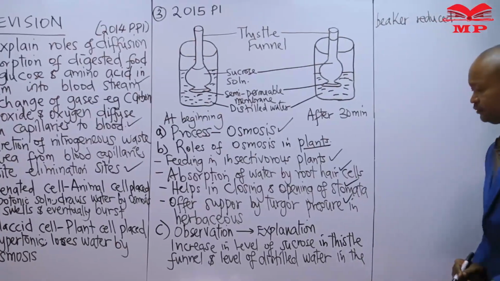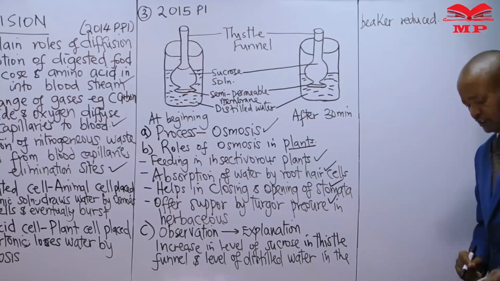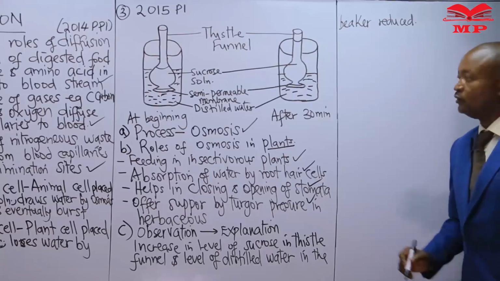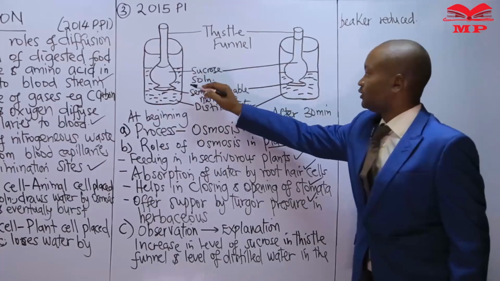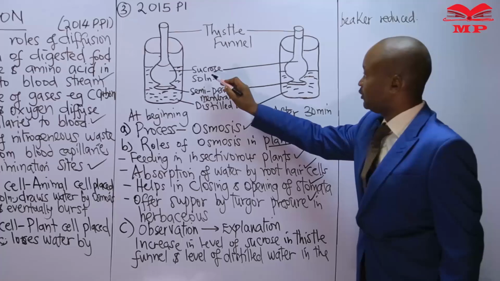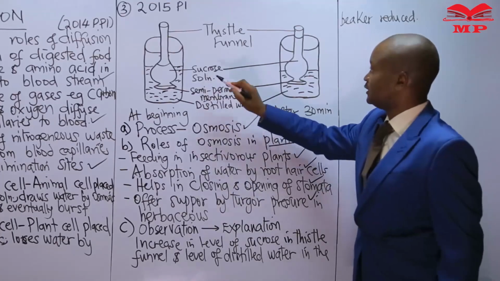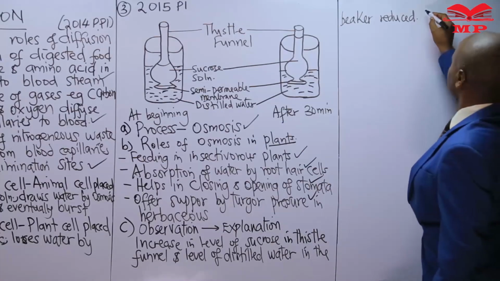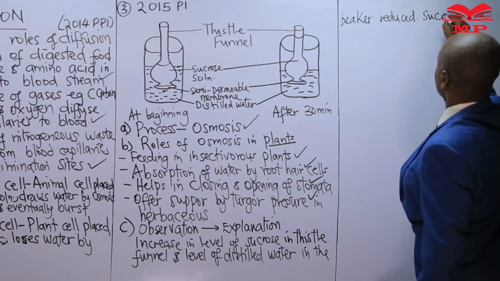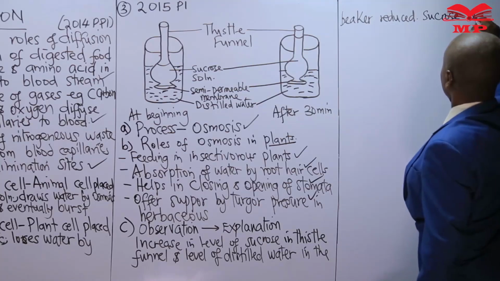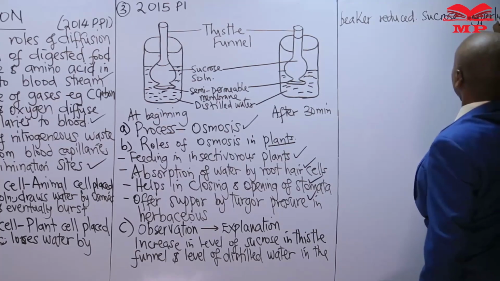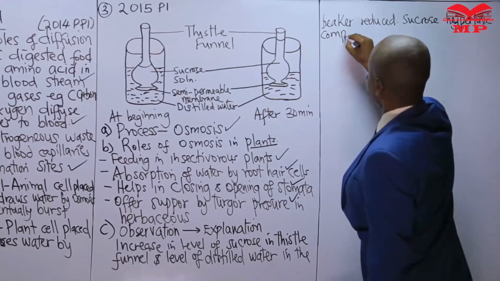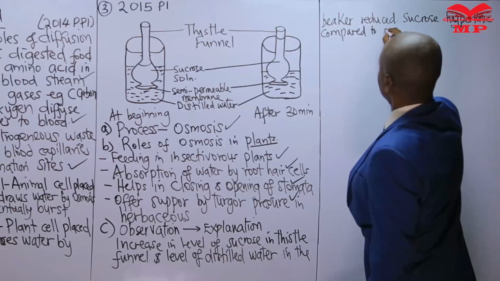So now we have made the observations. Now we look at the explanations. How do you explain this? The explanation is very simple. What made the distilled water fall is the sucrose. The sucrose was hypertonic compared to the distilled water. So that's the first statement. Sucrose, hypertonic, that means highly concentrated, hypertonic compared to distilled water.